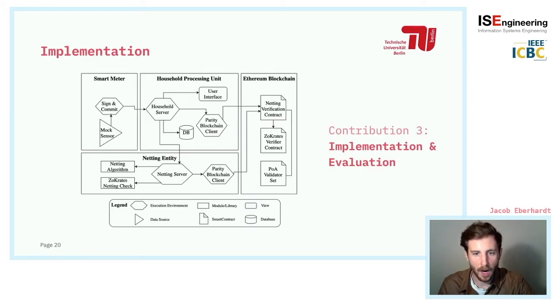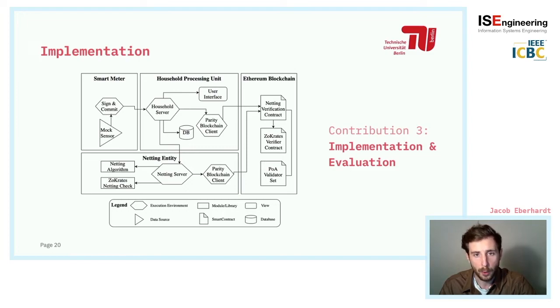Here you can see the architecture overview that also shows the components involved in the implementation in much more detail. It's pretty much a standard stack, you could say. Probably most interestingly, the netting entity runs a server that obtains all the input data, talks to the blockchain, and then calculates a netting and uses ZoKrates to verify the netting and do all the other off-chain computations that we previously explained in the higher level conceptual overview.